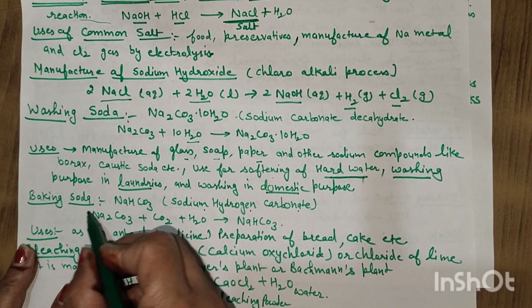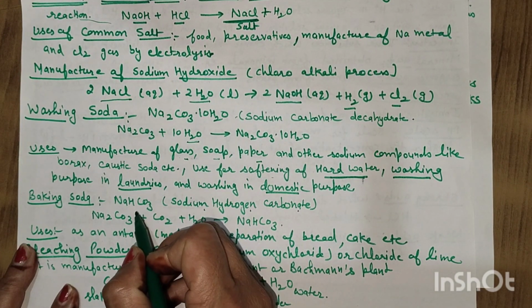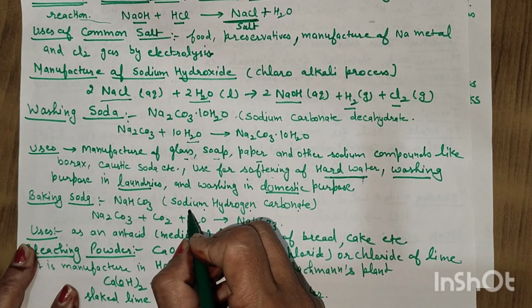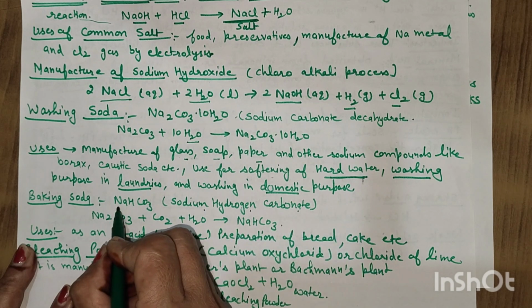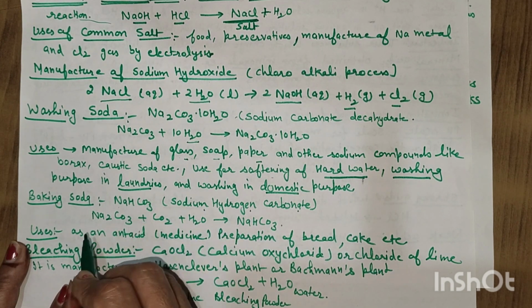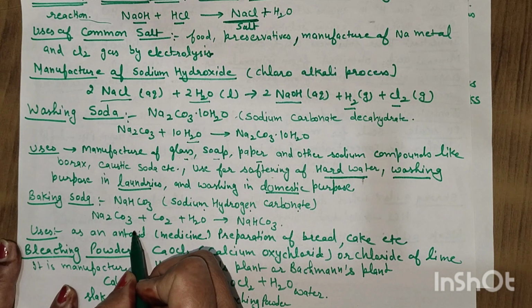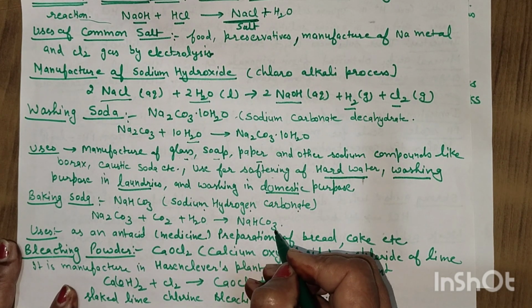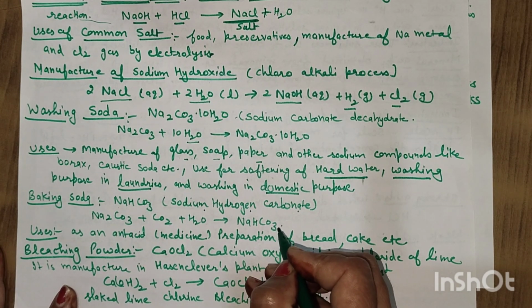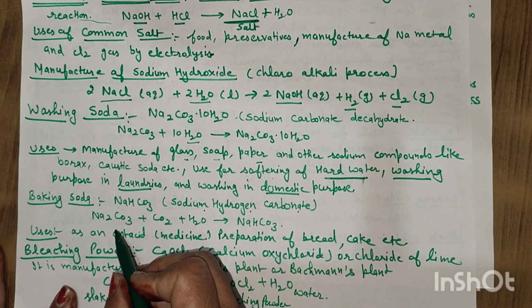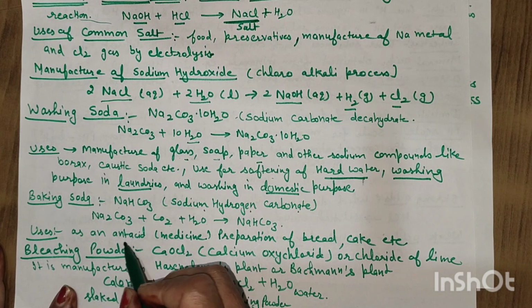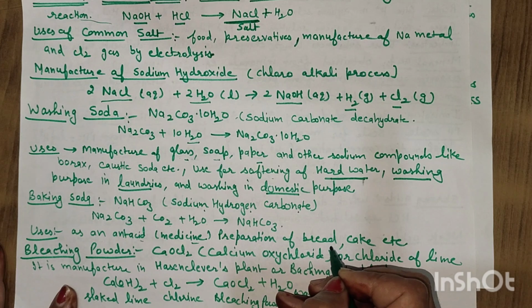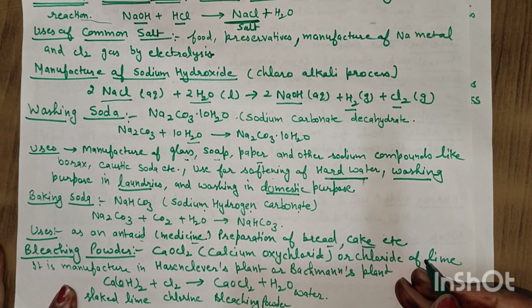Baking soda. The common name is baking soda, the chemical formula is NaHCO3, and the chemical name is sodium hydrogen carbonate. It is prepared by Na2CO3 plus CO2 plus H2O giving NaHCO3. Sodium hydrogen carbonate, or baking soda, is manufactured with the help of washing soda, and it is used as an antacid or as a medicine. It is also used in the preparation of gas and cake.